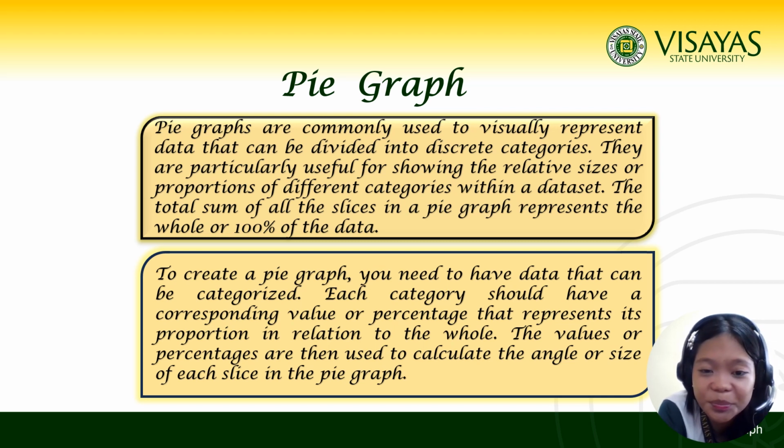Or, in simple words, in a pie graph, each slice represents a category or a portion of the whole dataset. The size of each slice is determined by the proportion or percentage it represents in relation to the whole. The sum of all the slices in a pie graph should always add up to 100%, which represents the entire dataset. This allows for a clear visual representation of the relative sizes or proportions of different categories within the data.